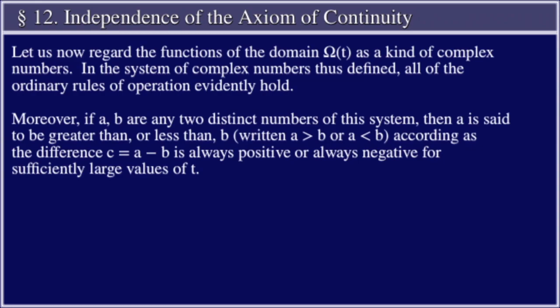In the system of complex numbers thus defined, all of the ordinary rules of operation evidently hold. Moreover, if a and b are any two distinct numbers in this system, then a is said to be greater than or less than b, written a > b or a < b, according as the difference c = a − b is always positive or always negative for sufficiently large values of t.